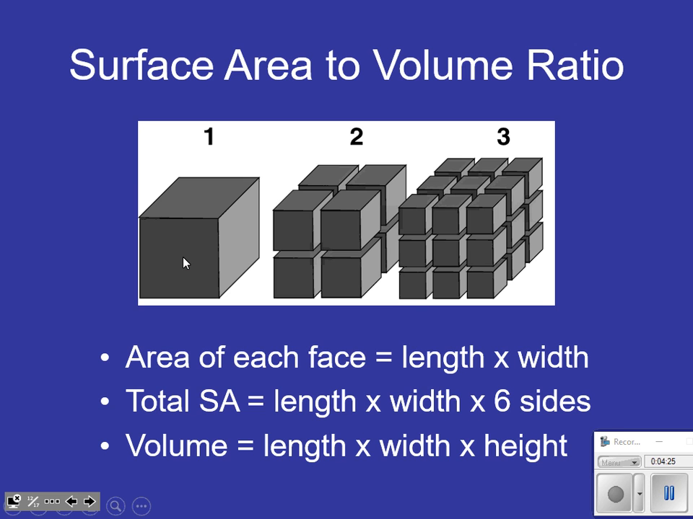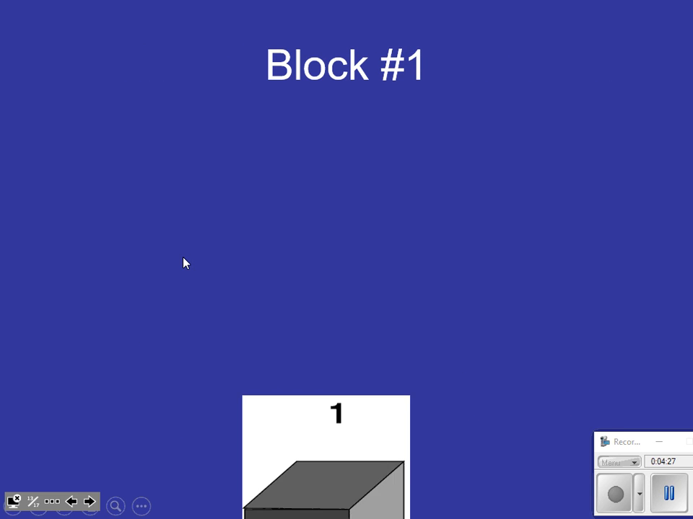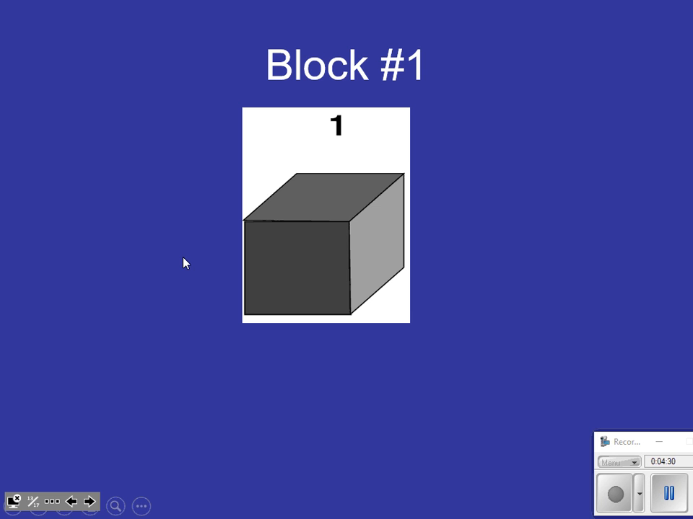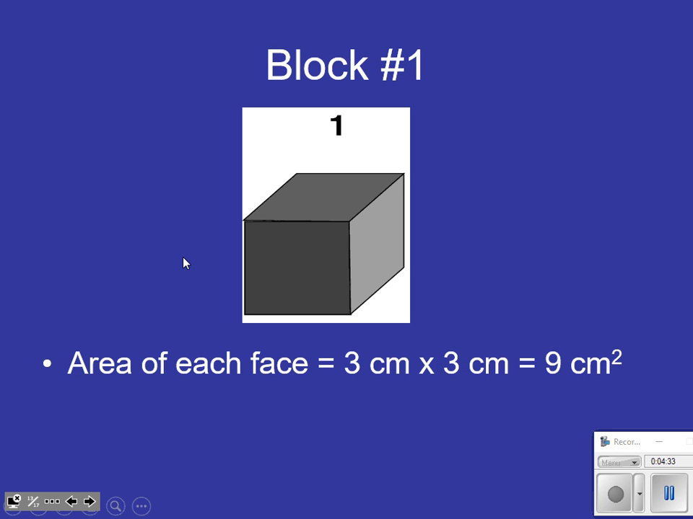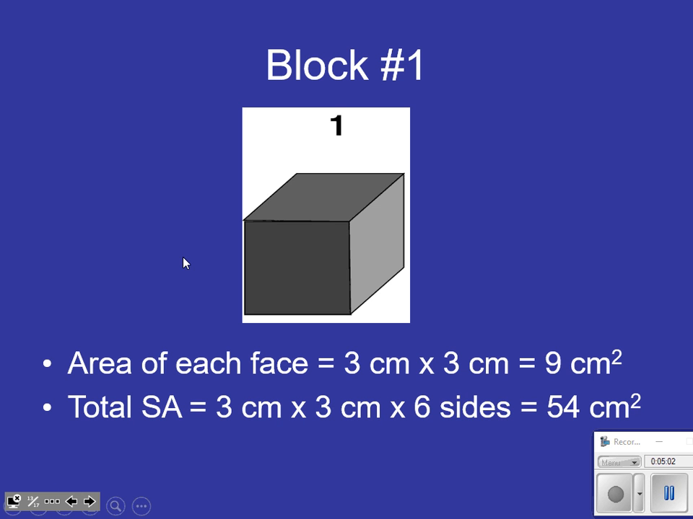As we look at these, like you heard on the video, let's say block number 1 is a 3 centimeter by 3 centimeter block. So 3 times 3 is equal to 9 centimeters squared. What would be my total surface area? I would need to take that 9 and multiply it by 6. So 9 times 6 is 54.